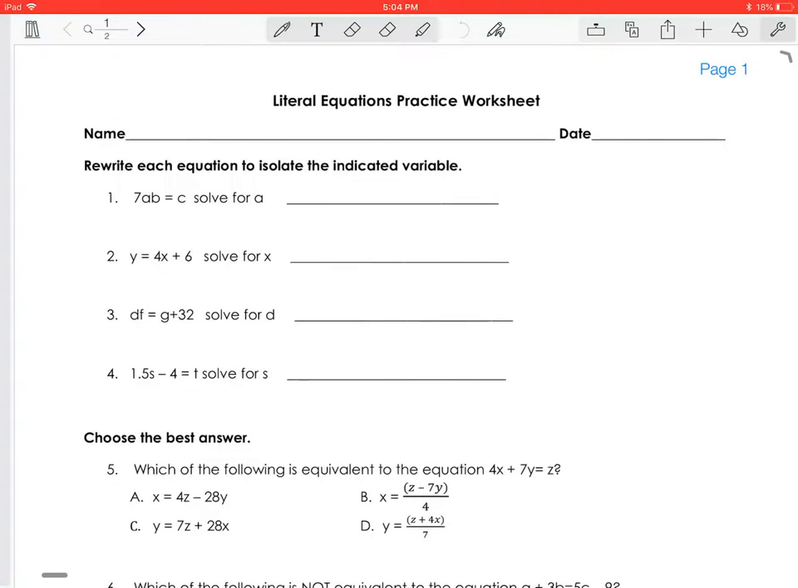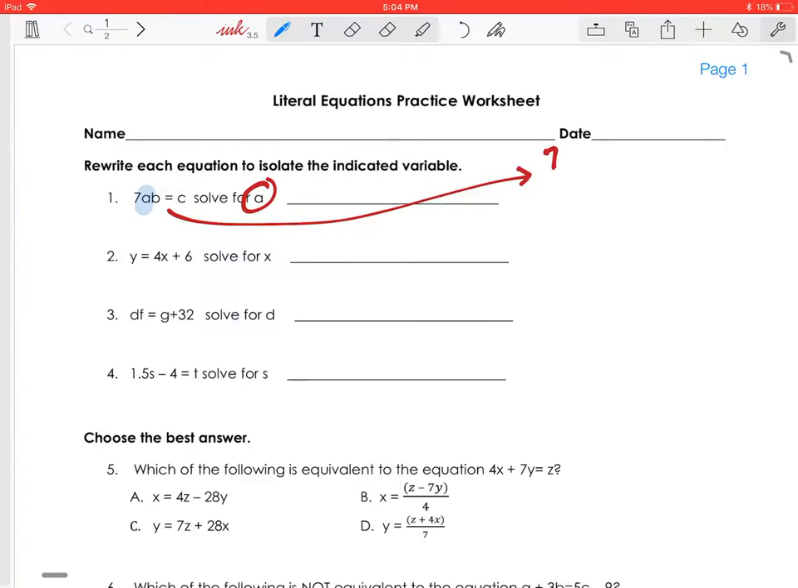Okay, I just pulled some literal equation practice worksheets, and I just want to talk about some of these problems. Problem number 1 says 7ab is equal to c, and it wants us to solve for a. The a is right there. So again, this is 7 times a times b.